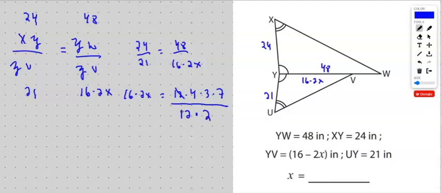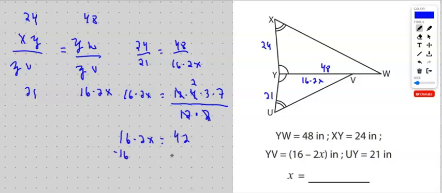So I can cross these guys out. Now see this 4 here? I'm going to have to cross him out and make him a 2. I can get rid of this 2, all right? So I have 16 minus 2x equals 2 times 3, which is 6, times 7 is 42.